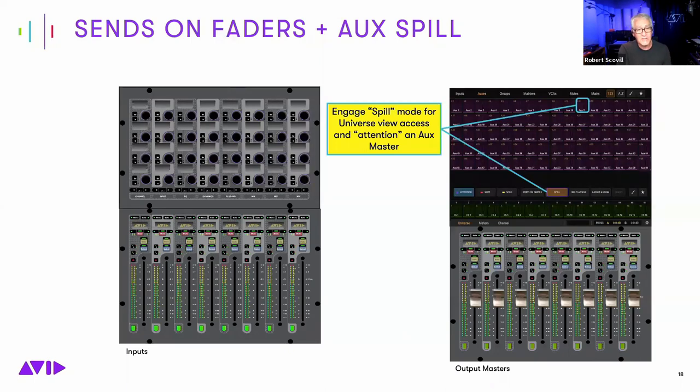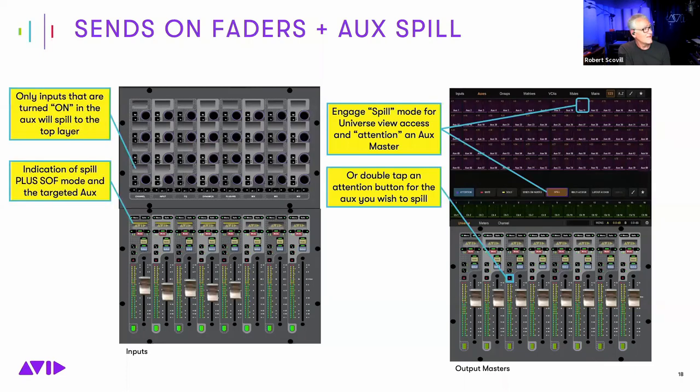And you can make actual adjustments on level right there, right? I mean, you can get to those inputs and go up and adjust them in that aux. So it's really, really fast to get there, especially for a front of house guy. If you want to see what's happening within an aux where you have faders that are going to an aux, this is a really cool way to do it because it will just collate all the channels that are on, regardless of where they are, right in front of you. Of course, you can do it by double tapping the attention button on the aux master as well, and it will then spill out those faders that are there.